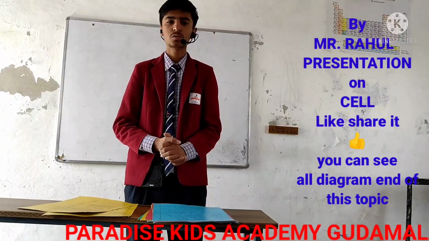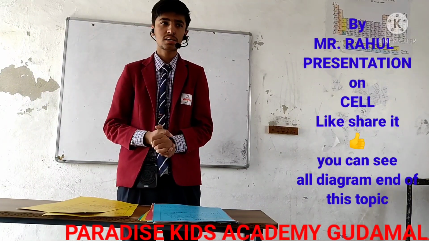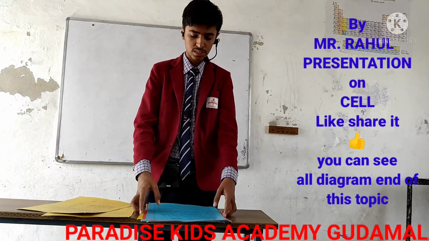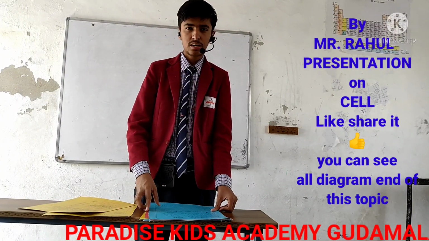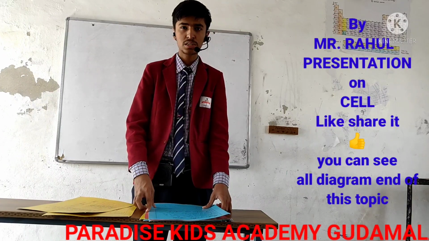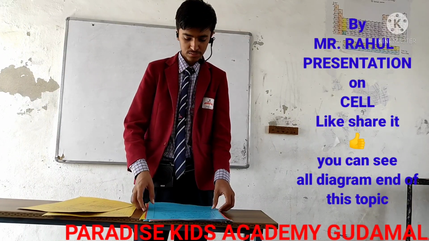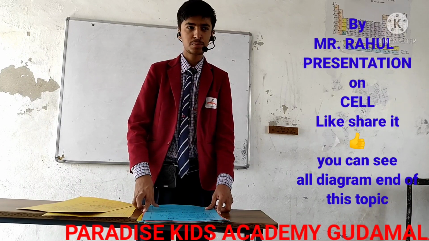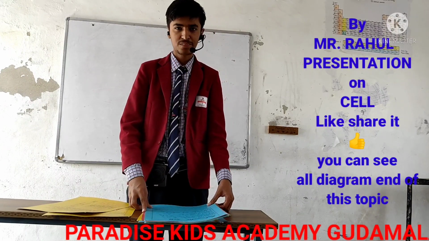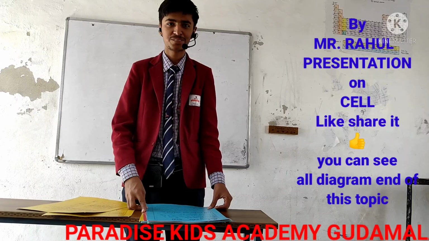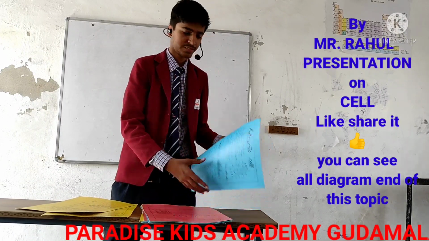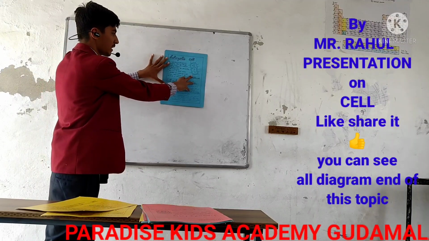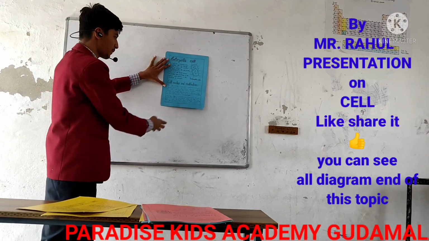Types of cell. There are two types of cell: prokaryotic cell and eukaryotic cell. So first of all, I am defining prokaryotic cell. The prokaryotic cell has no DNA, no well-defined nucleus, and a specialized form of cell membrane called mesosome. This is a typical prokaryotic cell, as you can see on the board.